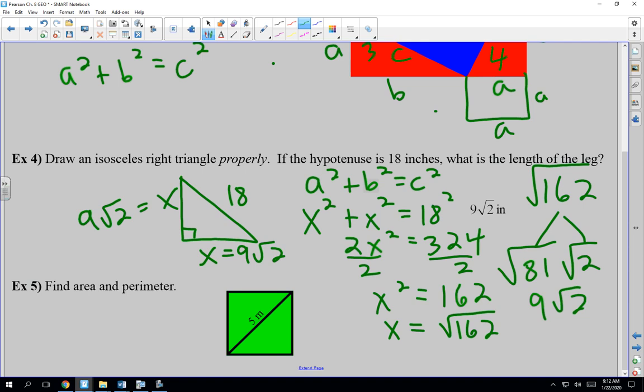Wait, wouldn't you break down the 9? Nope. Square root of 81 is 9. We can't break it down anymore. So we have 9 root 2. Wouldn't we break it down to 3 and 3? Nope, because we've already taken the square root. Square root of 81 is 9, so we've applied it already.